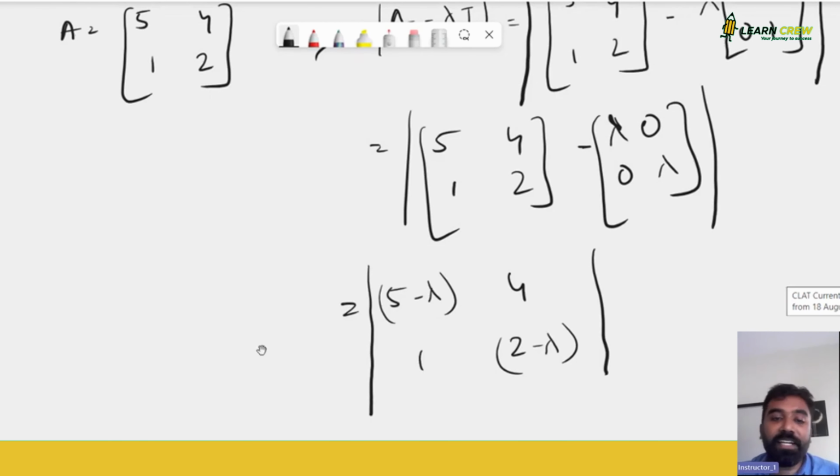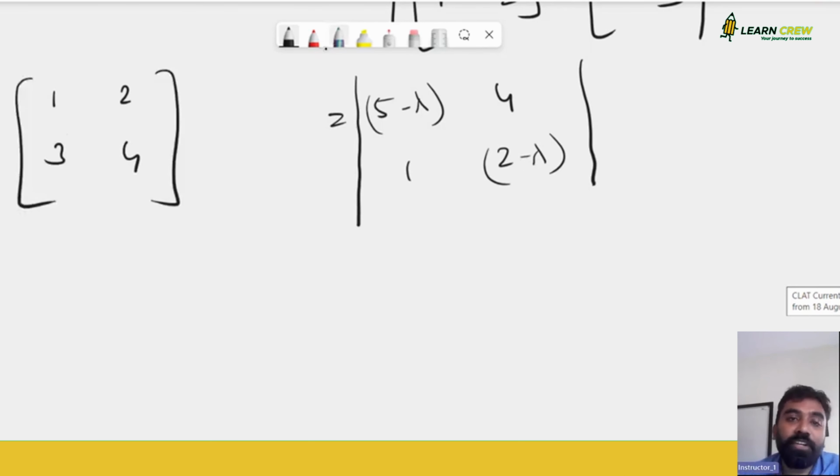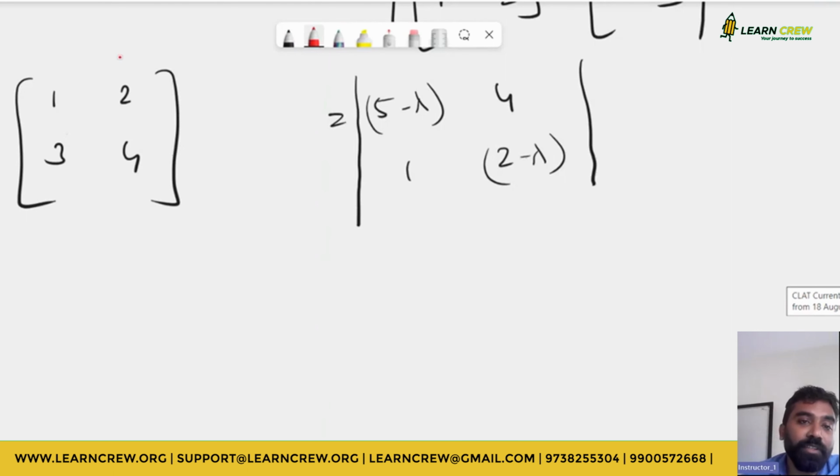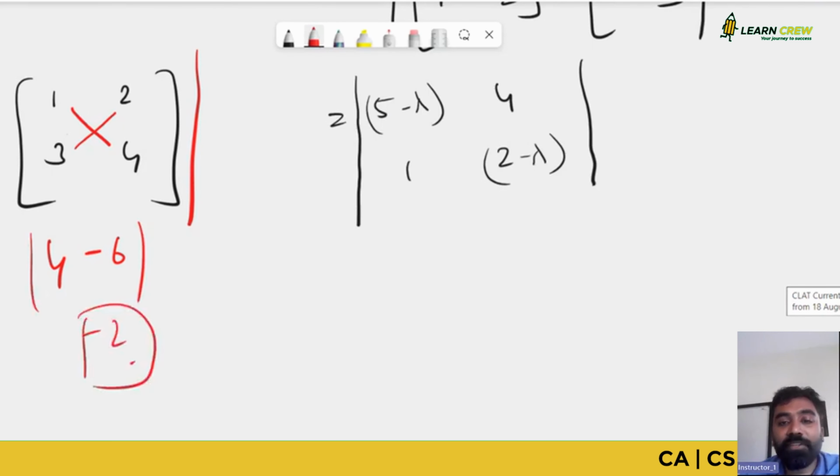Now, first I need to know how to calculate a determinant. Imagine this is a given matrix 1, 2, 3, 4. In order to calculate the determinant, we cross multiply. 1 into 4 is 4, and 3 into 2 is 6. 4 minus 6 is minus 2. This is going to be the determinant of this.